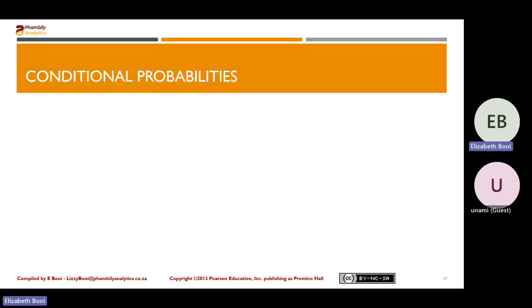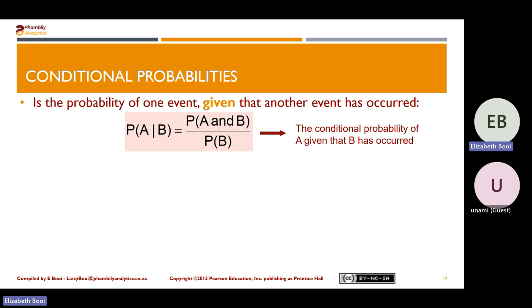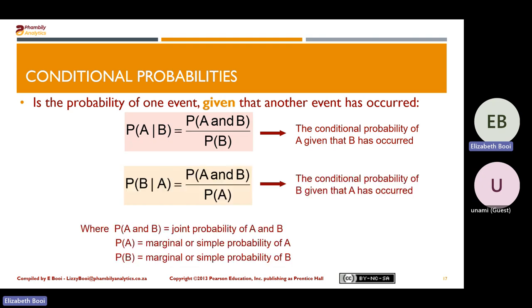We also have what we call conditional probabilities, which are probabilities of one event given that another event has occurred. The probability of event A, given that B has already happened, is given by the joint probability of A and B divided by the probability of B. And you can write it vice versa as well.